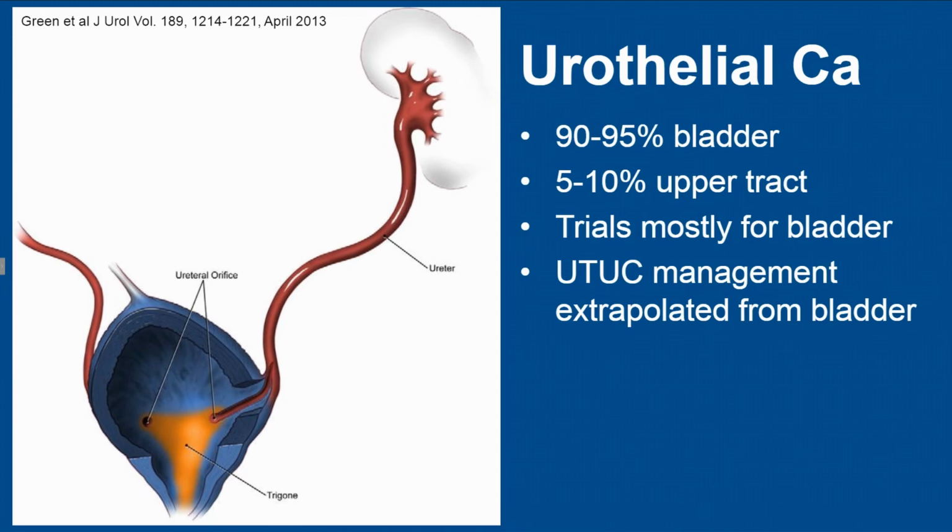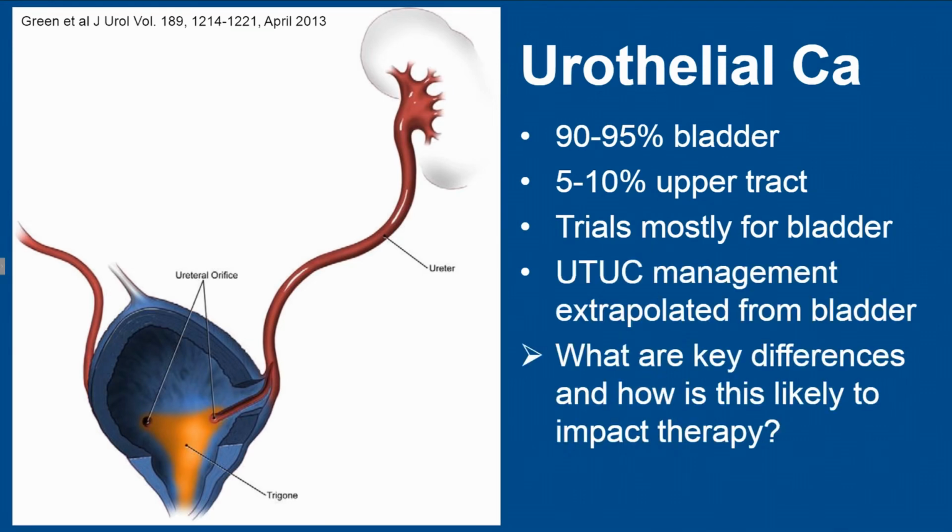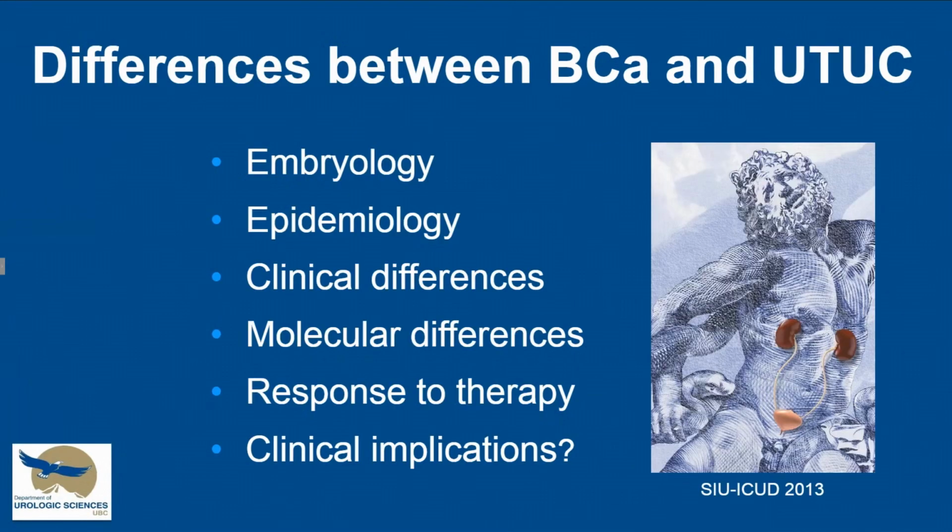So we know that 90 to 95% of urothelial carcinoma is in the bladder, with only 5 to 10% being in the upper tract. This makes it hard to do trials for upper tract disease, and in fact, most of what we do is either based on empiric evidence or it's actually extrapolated from trials done in bladder cancer. The question is whether this is a fair extrapolation or whether there are key differences that should impact treatment.